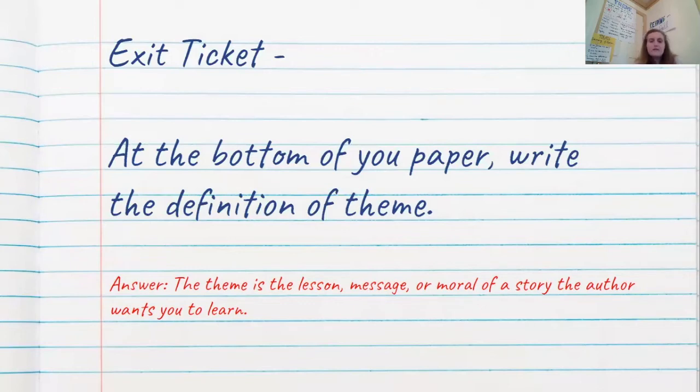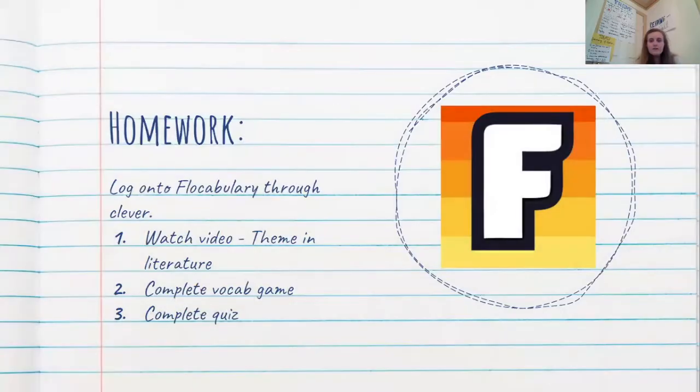All right, so that is all we are doing together on the video. The last thing you're going to do today, you have some homework, something I want you to do on your own before we meet again tomorrow. So you are going to log on to Flowcabulary. I will show you how to get there in a second. You are going to watch the video, Themes in Literature, and then there's a vocabulary game you're going to complete, and then a quiz you're going to complete. So I'm going to go ahead and show you how to access that now.